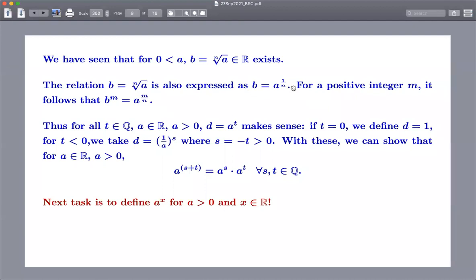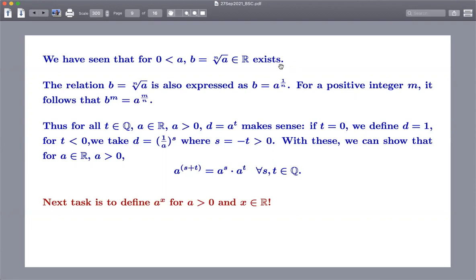And for a positive integer m, it will follow that if you take b power m, that will be equal to a power m by n, with m and n integers, because b power m is just b times b, m times. It's a power 1 by n, a power 1 by n, you do it m times. Or rather, this is the meaning we give to a power m by n. If you take its nth power, then that will be like a power m.